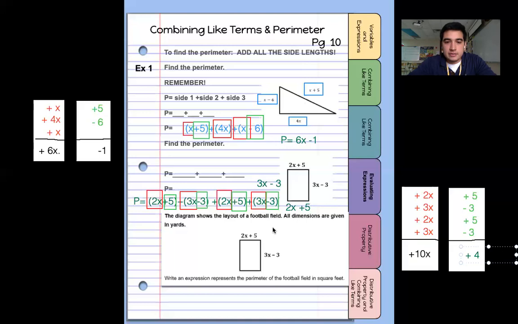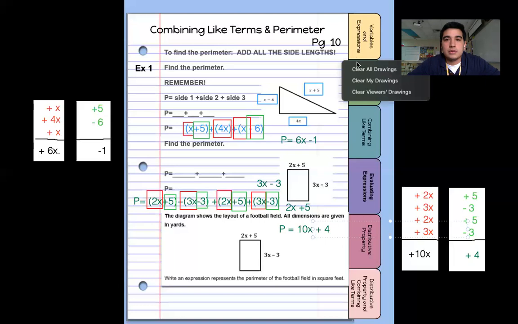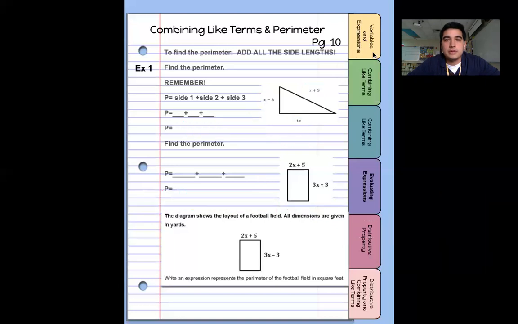For my final answer, when I put everything together, the perimeter equals 10x, because I had 10x here, plus 4. There we go, 10x plus 4. So this is the perimeter of this rectangle with all these sides. Hopefully that makes sense. I'm not going to do this bottom one because it's the same as this rectangle. So let's clear that and go to our next page.